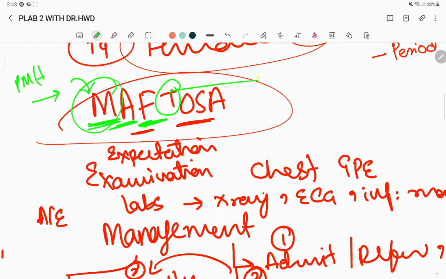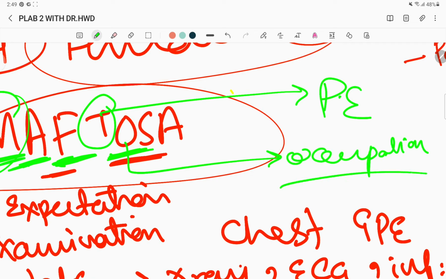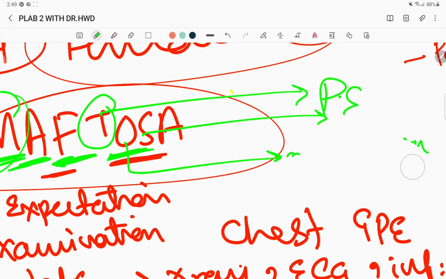Then travel history, because we were thinking of pulmonary embolism, right guys? Then O is for what? Occupation. Occupation is very, very important, right? What is it that you do? Then social history. If the patient's having a pain for a long, long time, you need to ask psychosocial history, right?